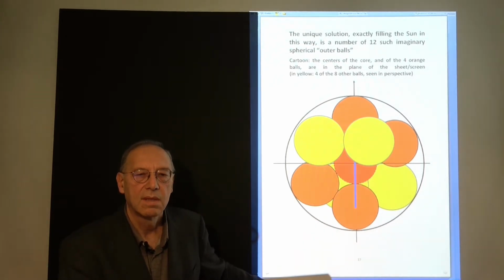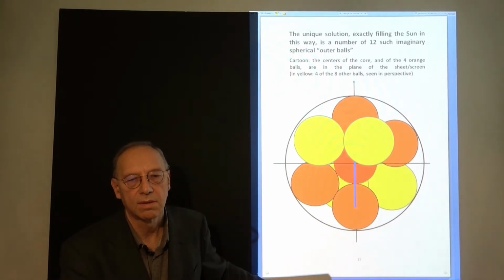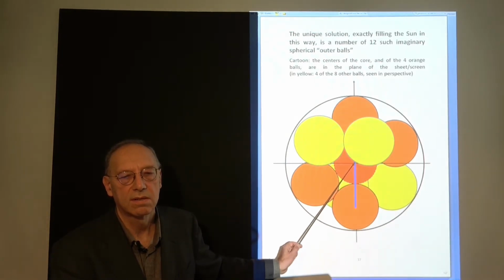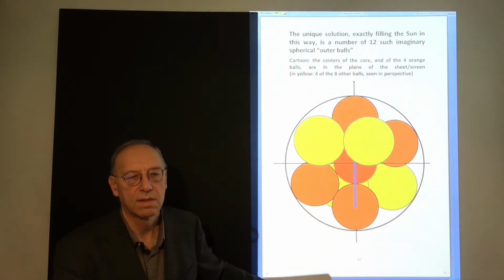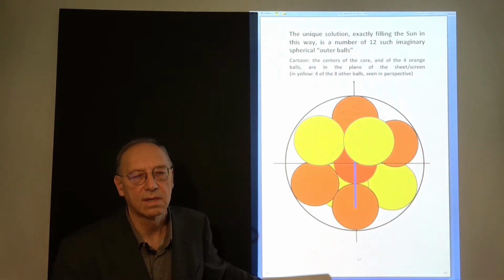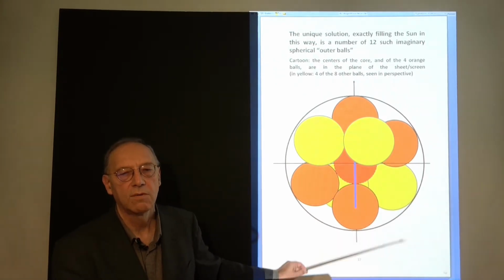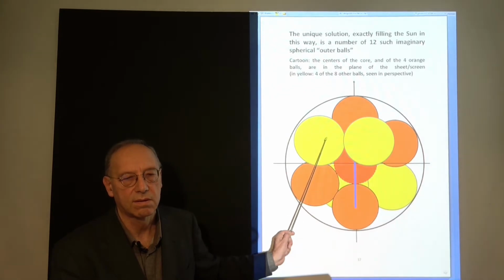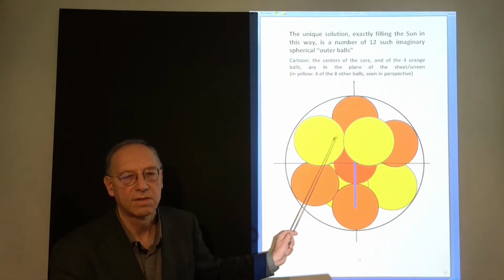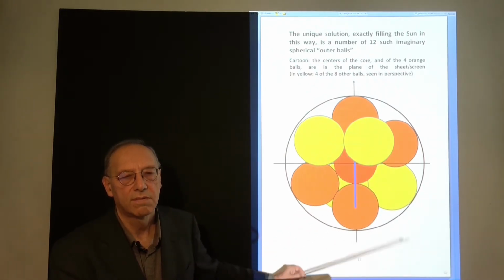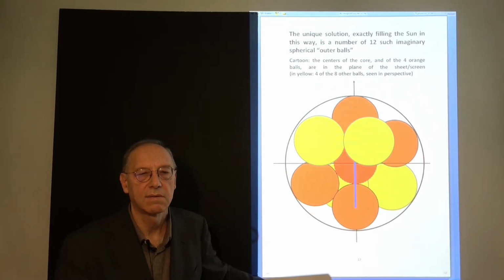In this 2D projection on a sheet of paper, or if you will, on the plane of your screen, there are a core with its center at the center of the Sun, and 4 orange color balls which are in the same plane. Their centers are in the same plane, in the plane of your screen, as the center of the core. And we show, in addition, the 8 other such outer spheres which fit in the solar volume, only 4 for visibility, which are in different planes and which are shown in perspective.